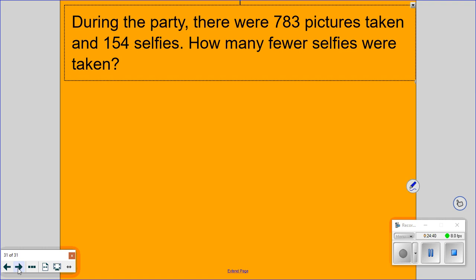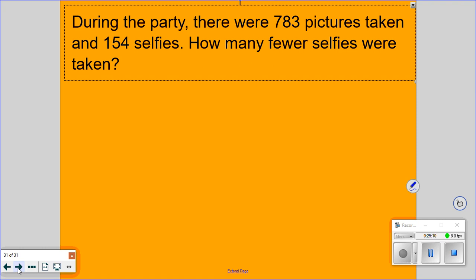During the party, there were 783 pictures taken and 154 selfies. What's the difference between pictures and selfies? A picture, I go like this, and I take it of you. A selfie, I hold it at my face, and I take it of my pretty face. There's 783 pictures taken and 154 selfies. How many fewer selfies were taken?